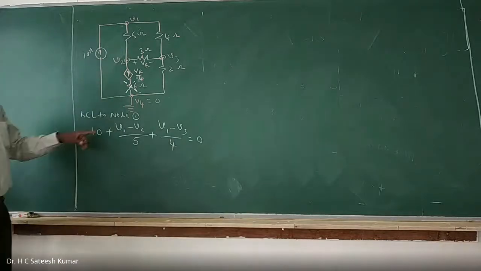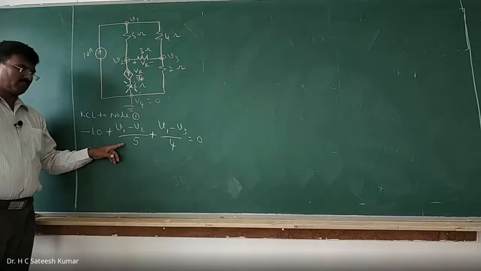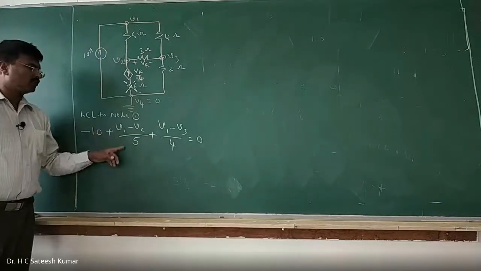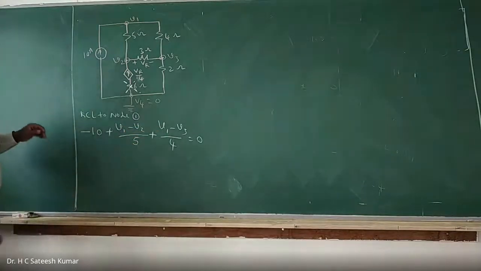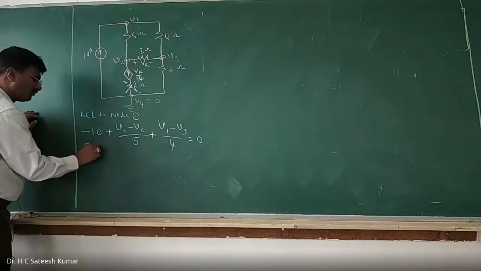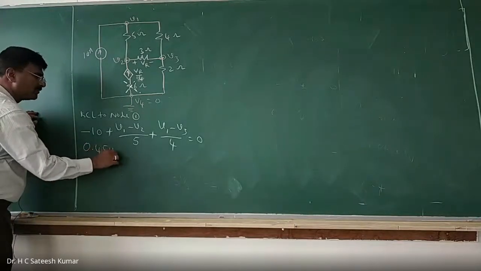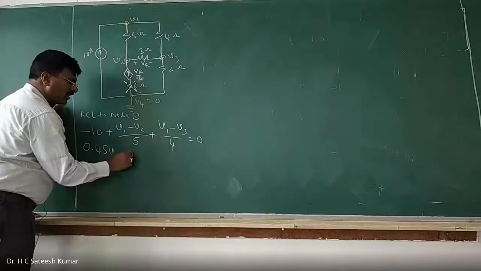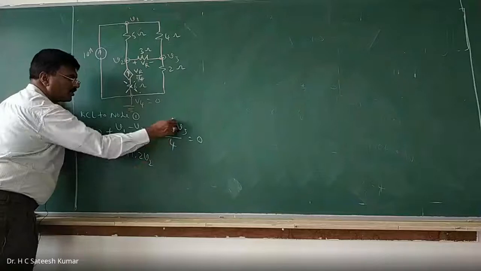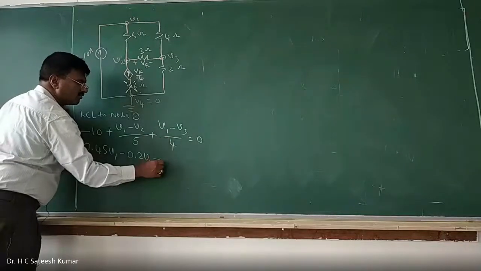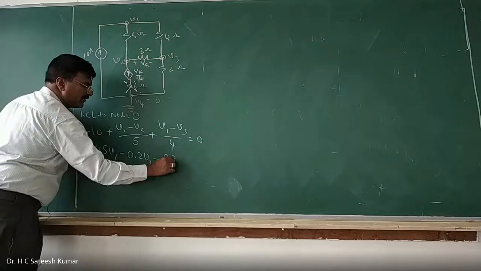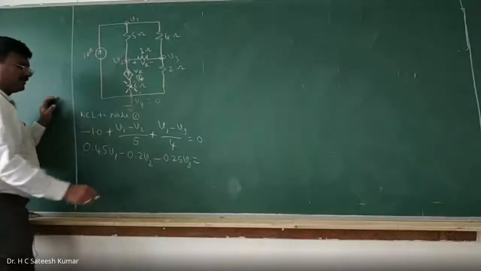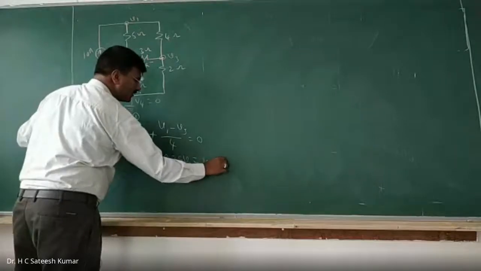Therefore, what will you get? 1 by 5 V1. 1 by 5 means 0.2. 1 by 4 is 0.25. 0.2 plus 0.25, it is equal to 0.45. 0.45 V1. What about V2? 1 by 5 is 0.2, minus 0.2 V2. And 1 by 4, minus 0.25 V3 is equal to 10. Call this as equation number 1.